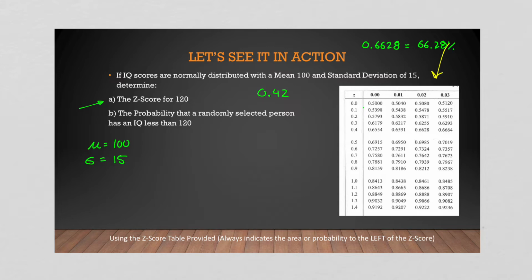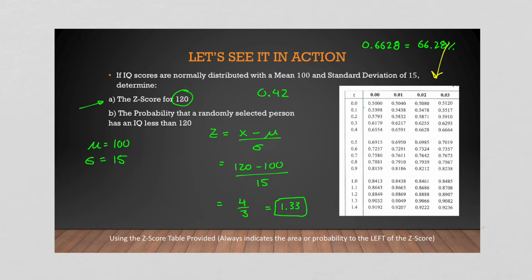So remember that our z-score is equal to our desired value minus our average, divided by our standard deviation. In this case, our desired value is 120. So 120 minus 100, all over 15. And if you solve that through, you get the fraction 4 over 3, which simplifies to 1.33 repeating. But we'll stop after 2 decimal points. So this is the value we're trying to find in our table.